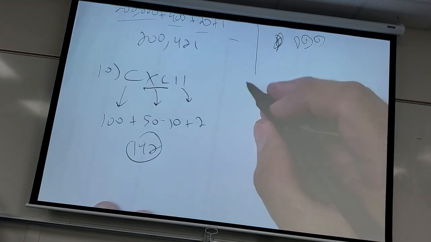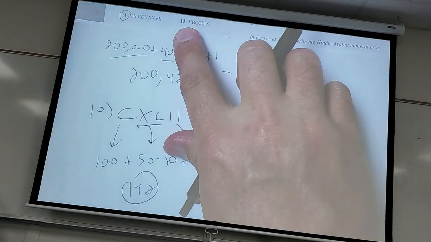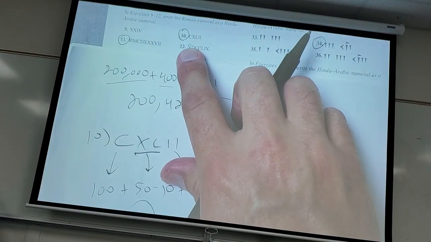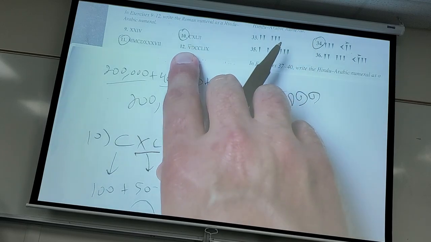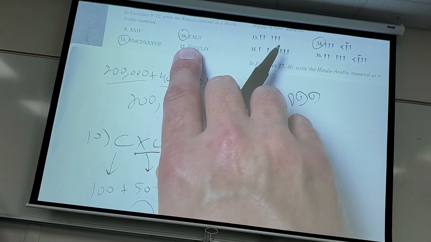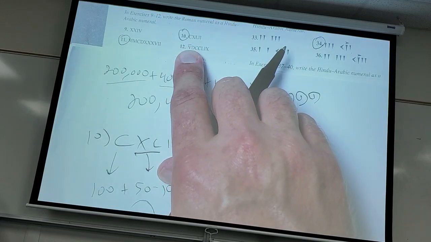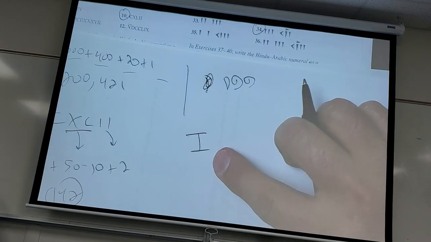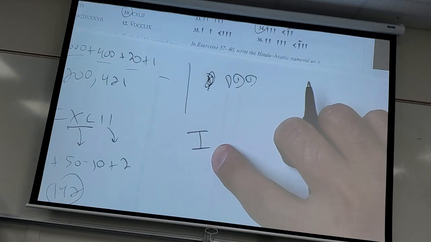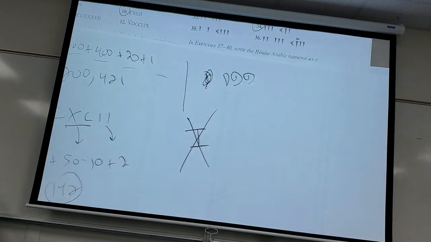Did I give you one like that? No. Look at number 12 real quick. What was that symbol above the V? What does that mean? Yeah, so this would be 5 times 1,000, so this would represent 5,000. A little bar. That's why somebody asked about how sometimes you'll see a Roman numeral like this, which actually sort of means 1,000.